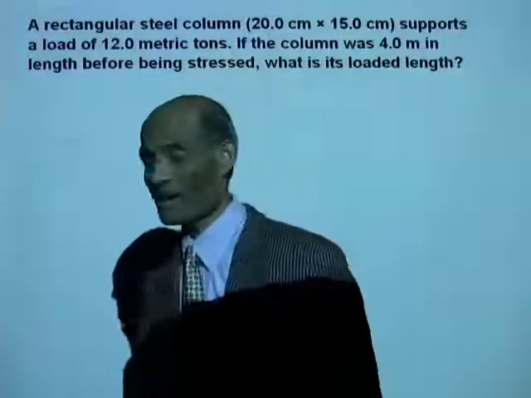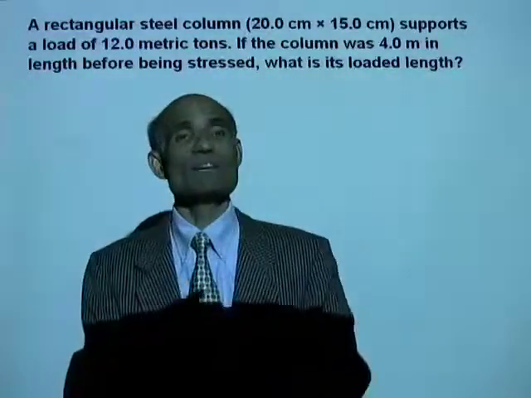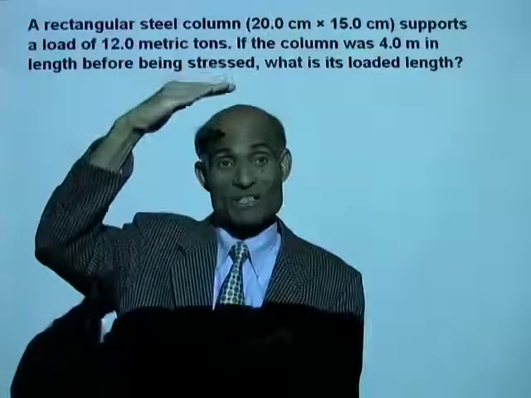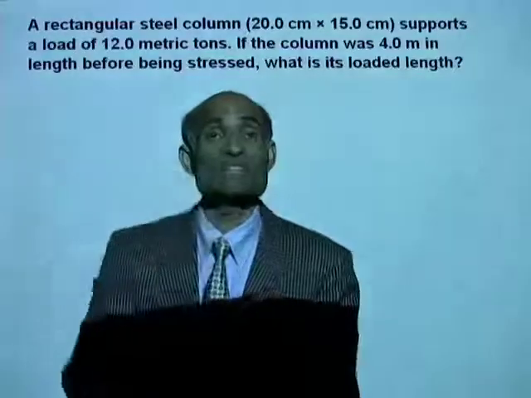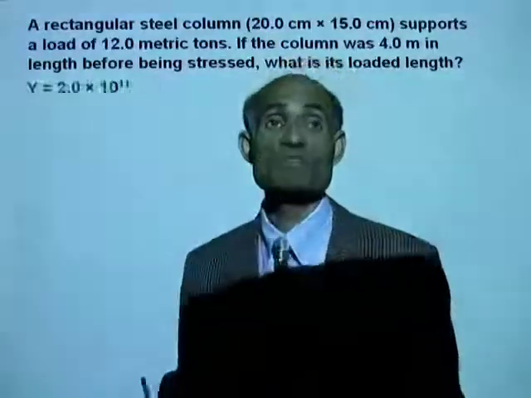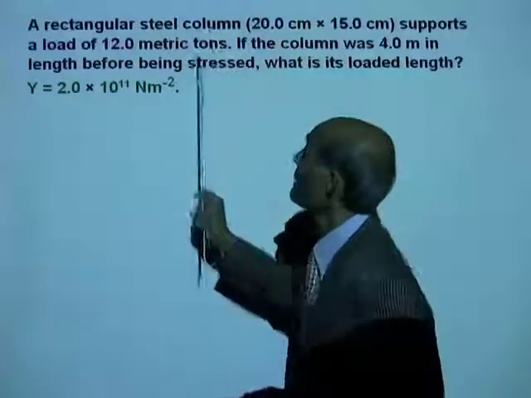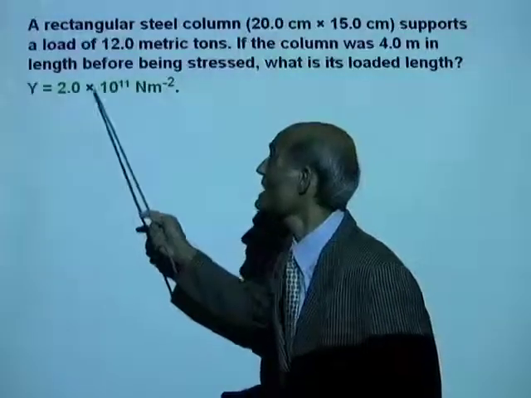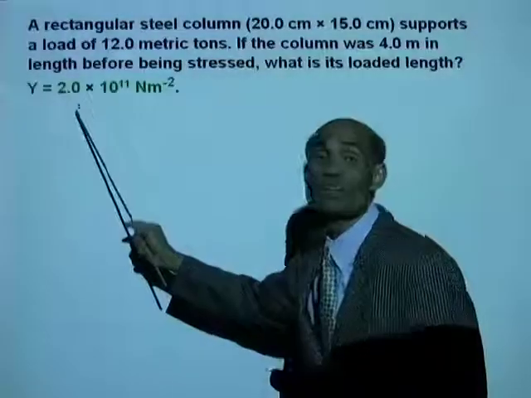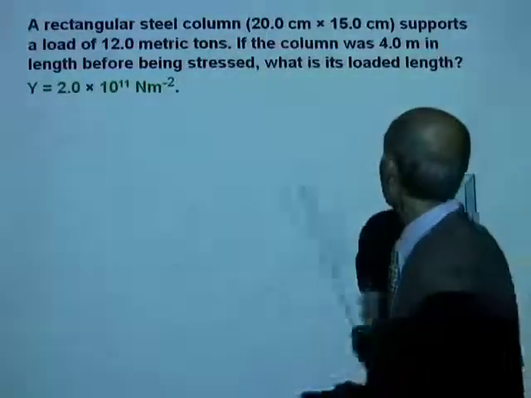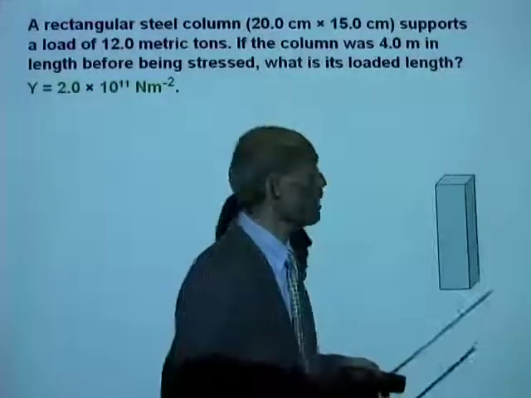Well, what we have is a column that is being compressed by, well, it's a tensile stress, but under the action of the tensile stress, the column decreases its length. That is the situation we have. Now, the Young's modulus for steel is 2 times 10 to the 11 Newton per meter squared. We will need that in this calculation. And this is the column which is before it gets deformed.